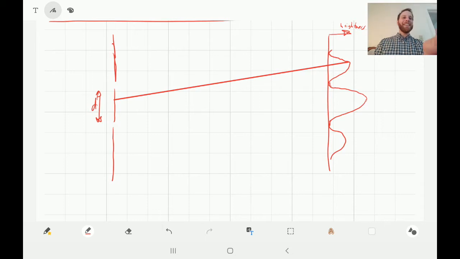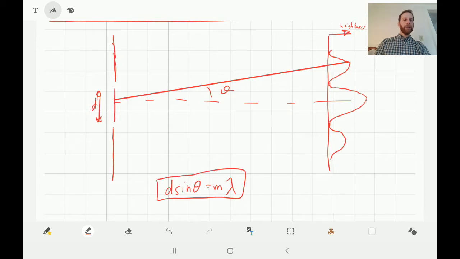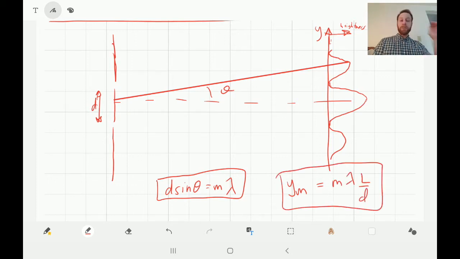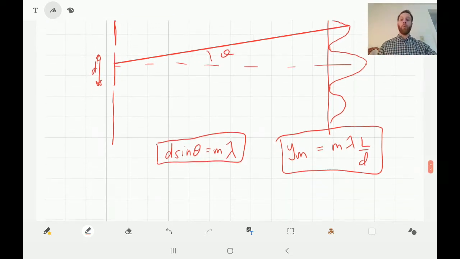And the location of these peaks is determined by a formula which relates this angle, theta, to d and the wavelength of light. That formula was d times sine of theta equals m lambda. You can solve this for theta, or for the position along the y-axis. We derived that the location of the mth bright spot is m lambda L over d. The point is the position of a bright spot depends on the particular wavelength of light.